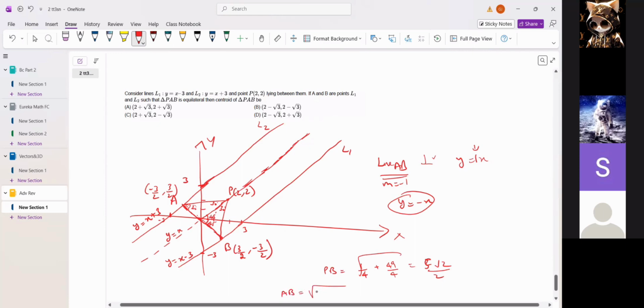It will become minus 3 by 2 minus 6 by 2. That's minus 3, 9. But this 3 by 2 minus that will become 6 by 2, 3 square, 9. But that value is not matching, no.